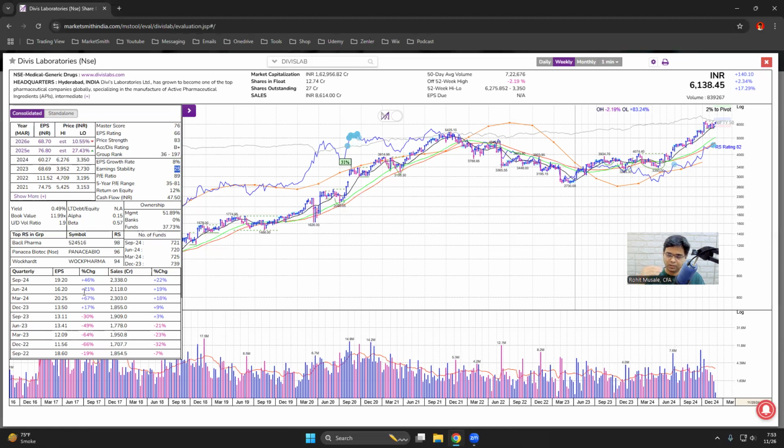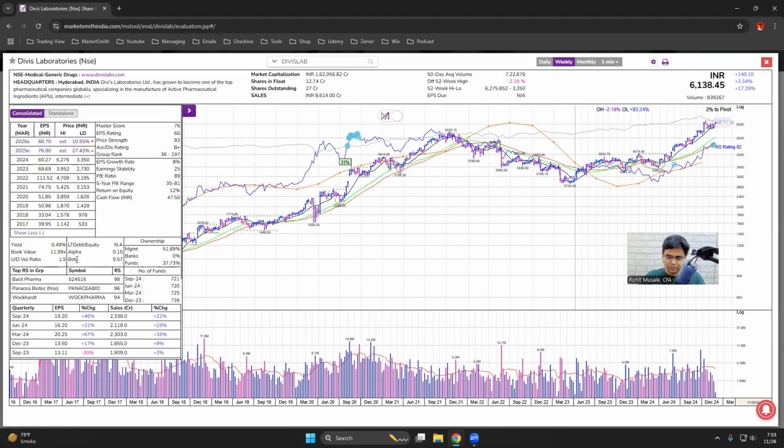We need to look for accelerating EPS growth in each of the past 3 quarters. We have to look for accelerating EPS growth annually. So basically look at quarterly EPS growth and annual EPS growth. Also look at the overall average annual growth rate. The higher the number, the better. Also look at the stability of the earnings. The lower the deviation from the EPS trend line, the better it is. So as long as this number is below 25, preferably less than 20, the better the stability of the EPS growth of the company. So these are the 3 things that I wanted to discuss with you.